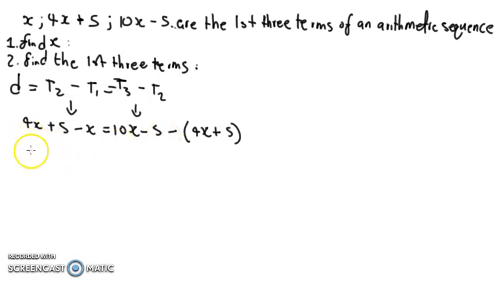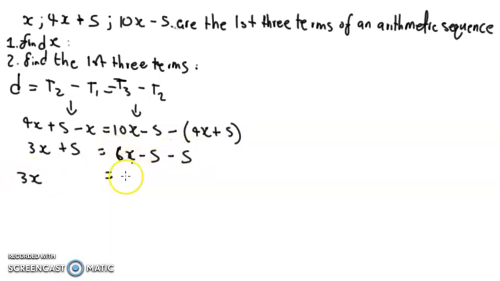Okay, so 4x minus x is going to be 3x, and then we're going to drop 5 as it is, and this is going to be 10x. So negative times 4x is going to be negative 4x, so 10x minus 4x is going to be 6x, and then I'm going to drop this negative 5 as it is. Negative times a positive 5 is going to be a negative 5.